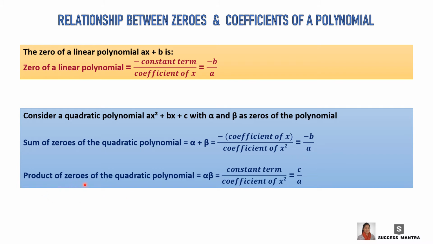Similarly, product of zeros of the quadratic polynomial alpha beta is equal to constant term divided by coefficient of x square. Here the constant term is c. So c divided by coefficient of x square, that is a. So the sum of zeros alpha plus beta is minus b by a, and alpha beta is equal to c by a.